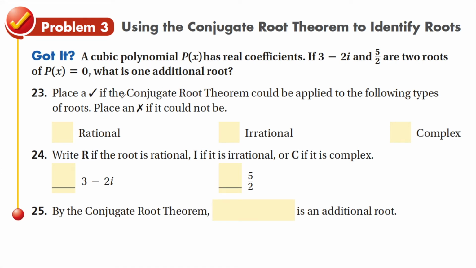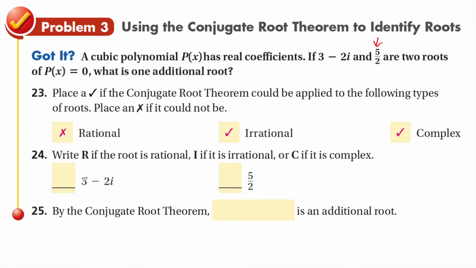Well, place a check if the conjugate root theorem could be applied to the following types of roots. Place an X if it can't be. Well, if it's a rational root, then we know that it can't be. A rational root is a straight up answer. In this case, that 5 over 2 is considered a rational root, and therefore we can't worry about using this conjugate root theorem. However, irrational roots can work, and same thing with complex numbers. So write R if it's rational, or I if it's irrational, or C if it's a complex number.